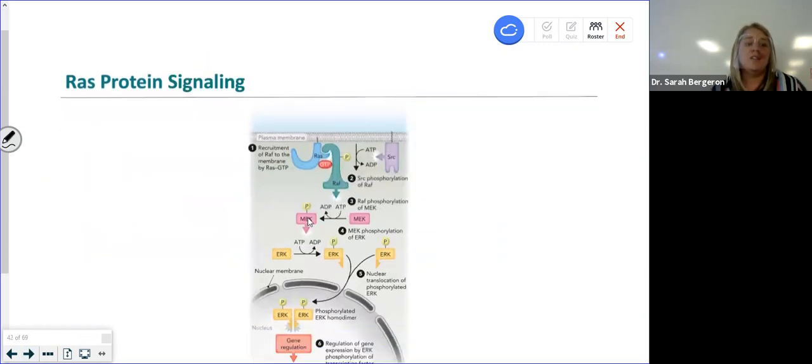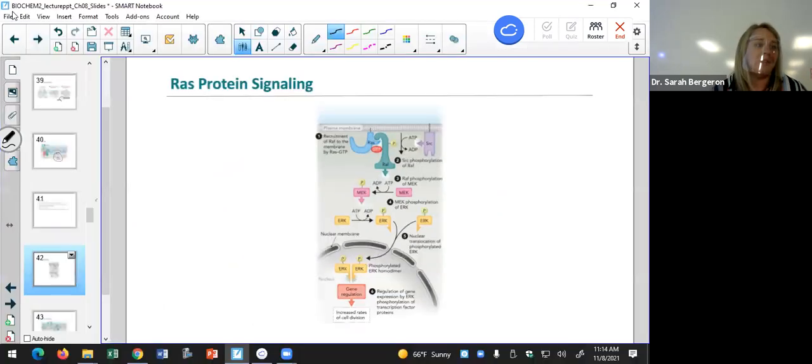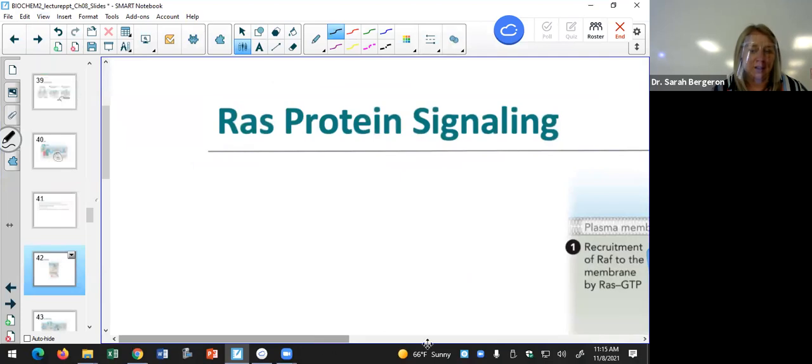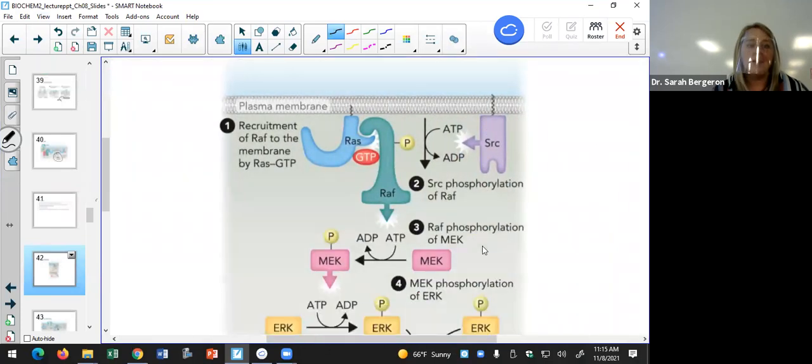All right, so how does this work? Let me zoom in on this. Okay, so once RAS becomes activated, what does RAS do? Well, it's going to be a very similar phosphorylation cascade, right? So we have GTP bound RAS. That means that RAS is active. It is going to bind what's called RAF. So RAF, once it's associated with RAS, is going to be phosphorylated by SRC.